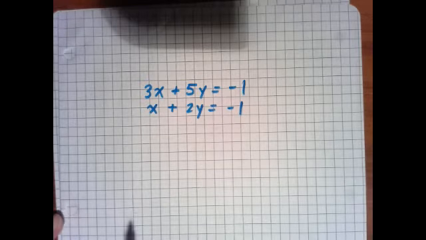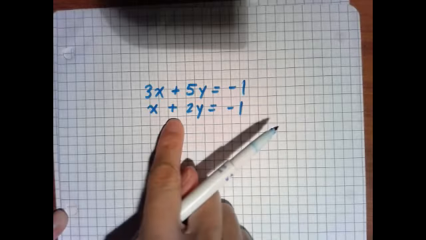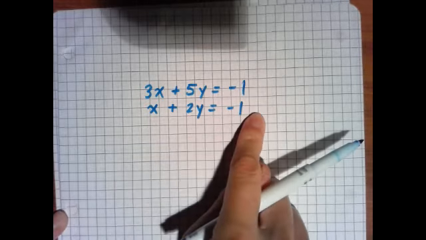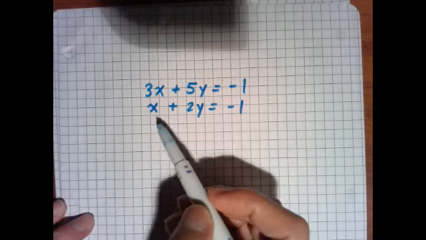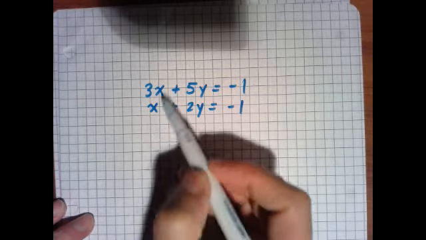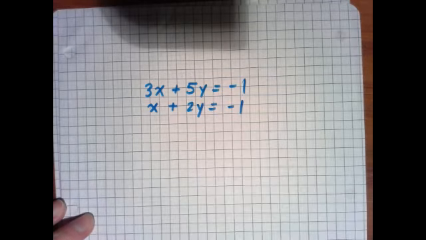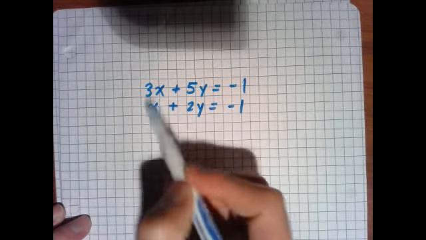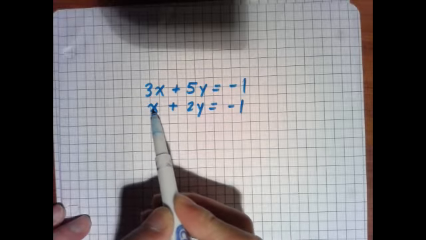We have the system of equations 3x plus 5y is equal to -1 and x plus 2y is equal to -1. We want to use the elimination method here. And to do that, we want to be able to eliminate one of the variables, either the x's or the y's. Let's take a look at these x's. We have 3x here and then 1x here.